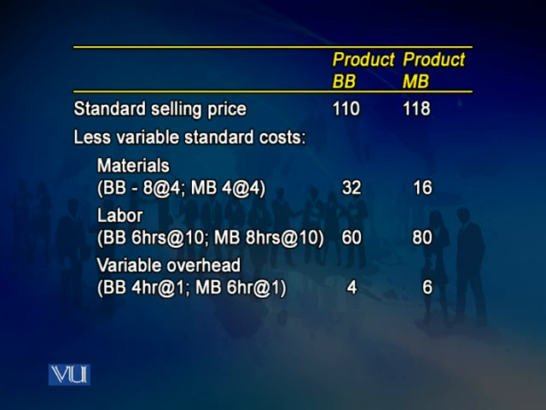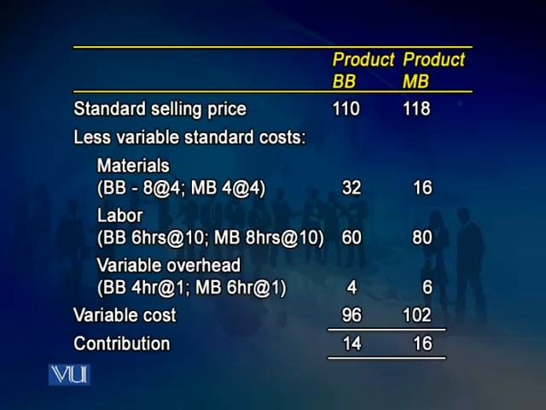Variable overheads. It says in the notes at the bottom that variable overheads are based on machine hours. So we have the variable overhead rate of 1. 4 hours are allocated on variable overheads to BB, so the cost is 4, and 6 hours are allocated to MB at the rate of 1, and that's variable overheads of 6. So total variable cost of BB is 96 and variable cost of MB is 102. The contribution per unit, BB 14, MB 16.